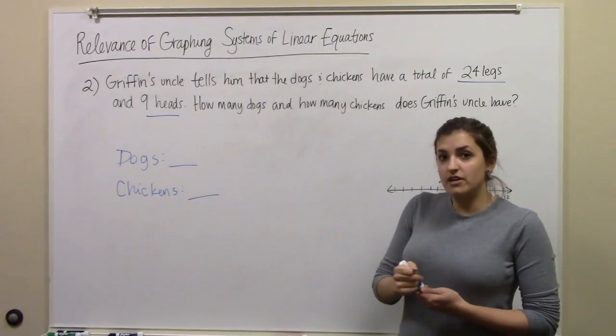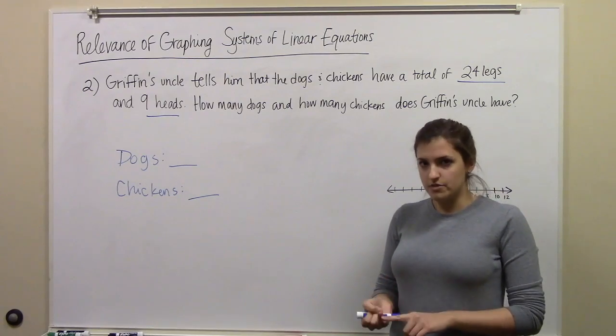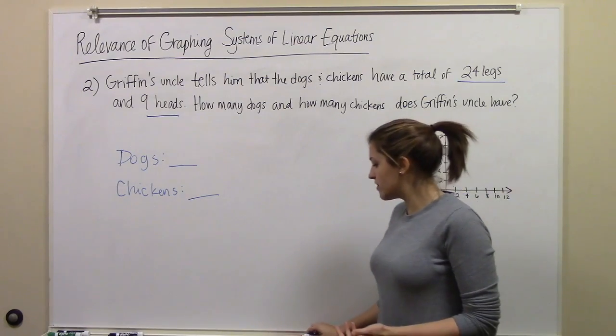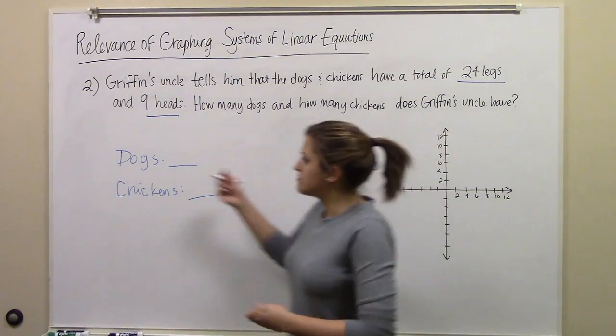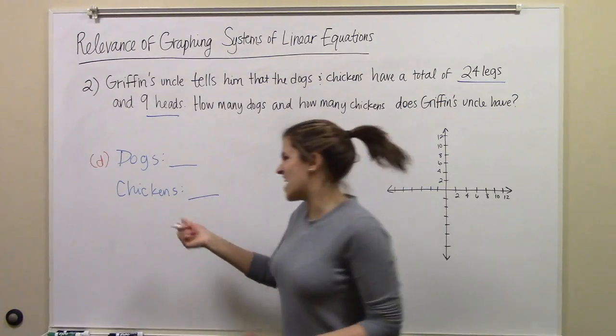Second step is to define our variables. So we're going to have to know the number of dogs and the number of chickens. So those will be my variables. So I'll call dogs D, and chickens K.